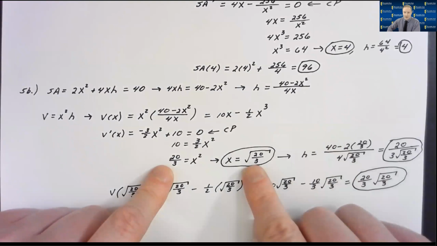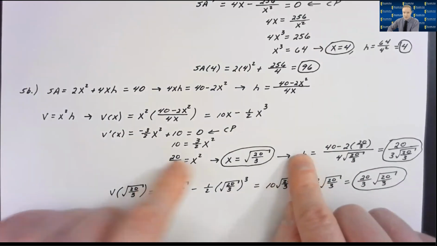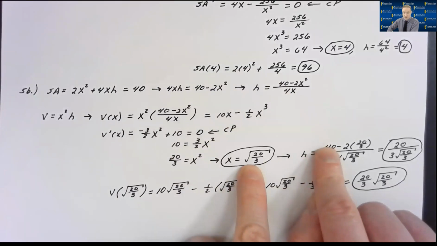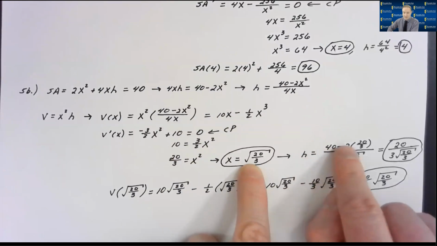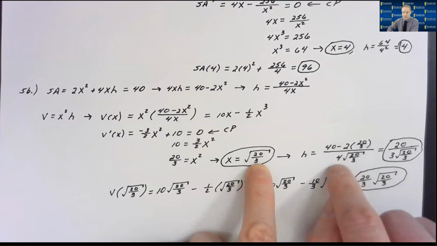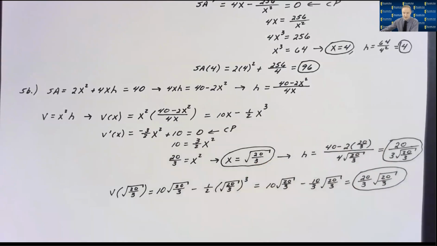Well, the height. I go back into my height function, which was right here, and I plug back in the x value that I know is going to yield the maximal volume. And I can say, well, that's going to be 40 minus 2 times this square root squared, which just gives me 20 over 3, divided by 4 times the square root of 20 over 3. Now, what I did in that numerator is I just said, well, that second term is minus 40 over 3. That first term is 40. So I was thinking, well, 40 minus 40 over 3, that's the same thing as 120 over 3 minus 40 over 3, which would give me 80 over 3.